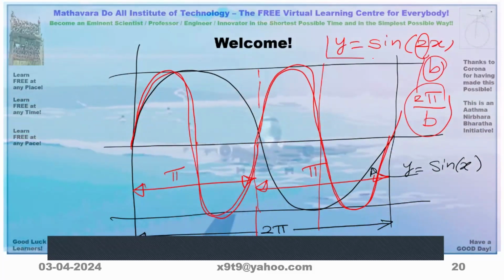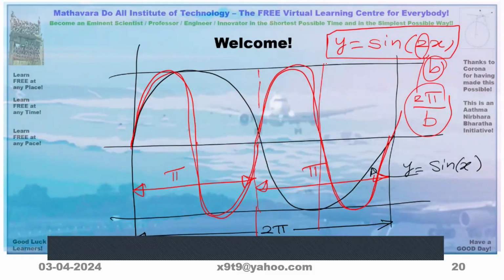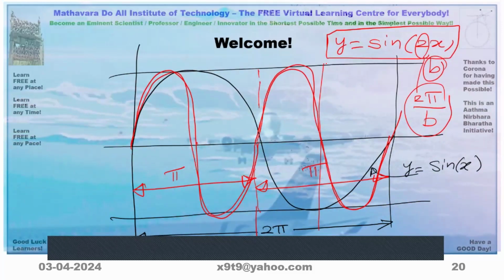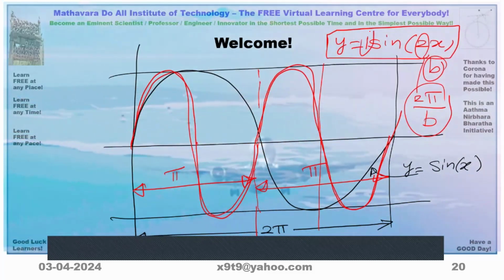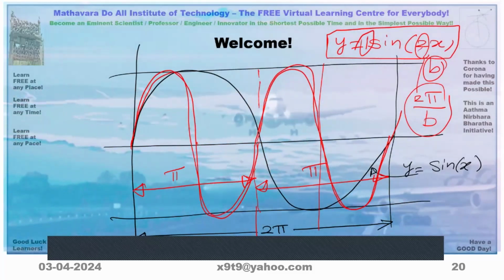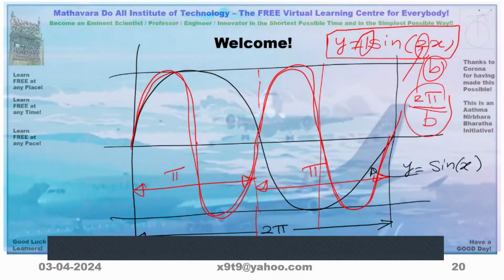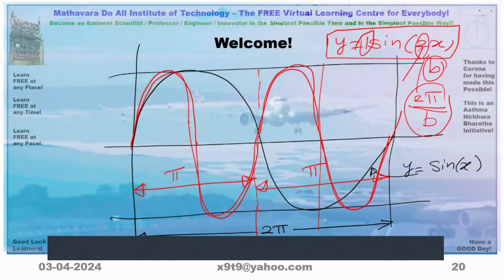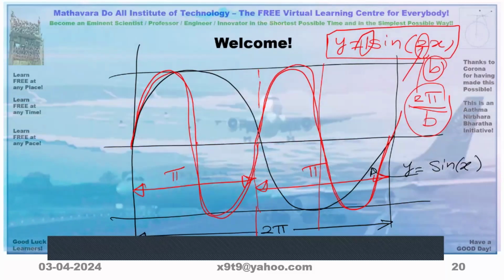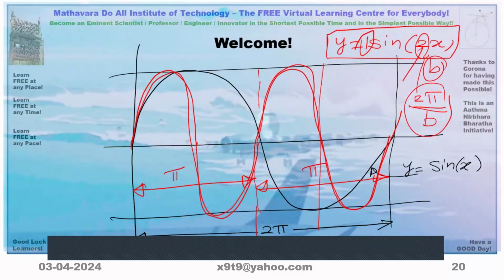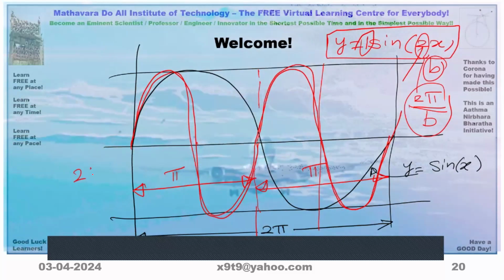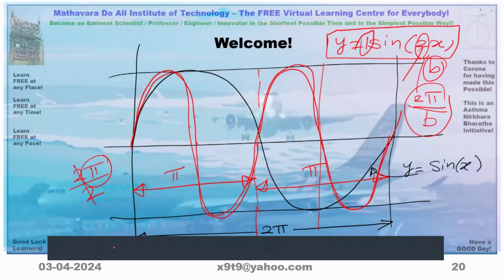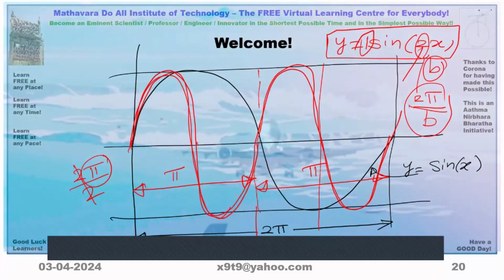So what is the amplitude of this one? y is equal to sin 2x. Is 1. So amplitude remains 1 because it is this number, and this number will divide that 2 pi and give the answer. So if it is 2x, what is the period? 2 pi is there. You will divide by 2. So it becomes pi. So this is the period for this.